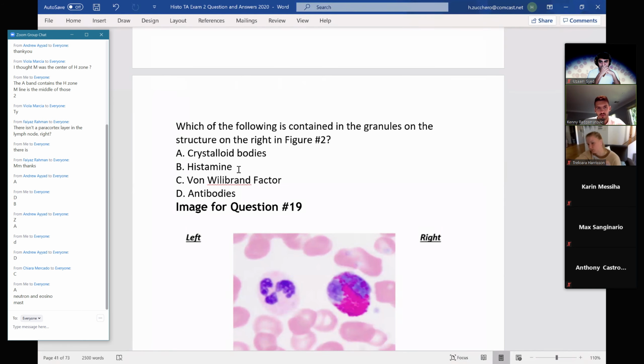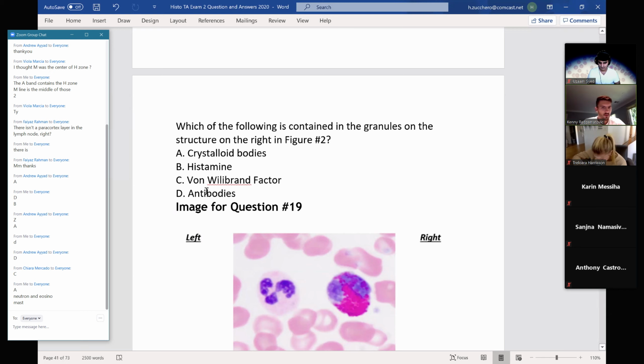What about von Willebrand factor? What kind of cells are we going to find those in? Platelets, right? But it's mostly from the endothelial cells. In response to injury, the endothelium releases von Willebrand factor, which then attracts platelets to that area so they can form a clot.